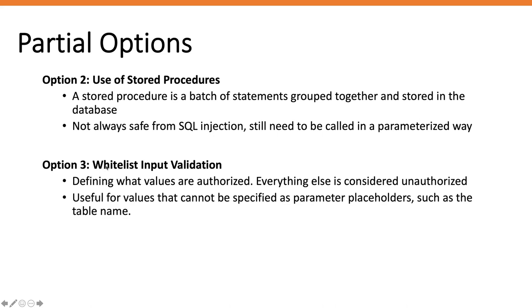That's option 2. Option number 3 is whitelist input validation. So define which values are authorized. Everything else is considered to be unauthorized. And we talked about parameters that can't be placeholders, like the table name and the column name. In this case, a whitelist input validation would be, you know exactly what the table name should be, users. And so you only accept the value users and nothing else. This way you prevent the attacker from injecting other characters or other strings that could potentially interfere with your query.